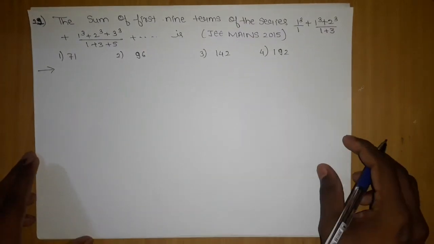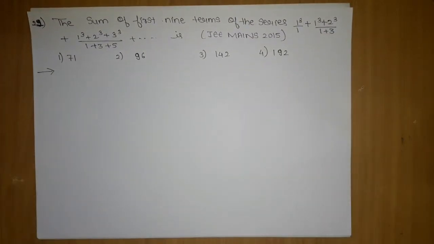So let's begin with the questions. The 21st question which we are going to solve is this: the sum of the first 9 terms of the series 1 cube upon 1, plus 1 cube plus 2 cube upon 1 plus 3, plus 1 cube plus 2 cube plus 3 cube upon 1 plus 3 plus 5, and so on, is 71, 96, 142, 192. This question was asked in JEE Mains 2015.